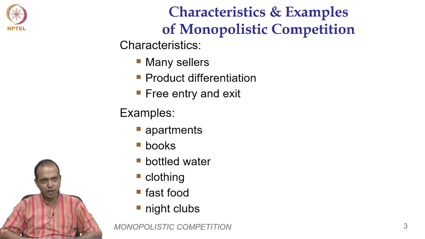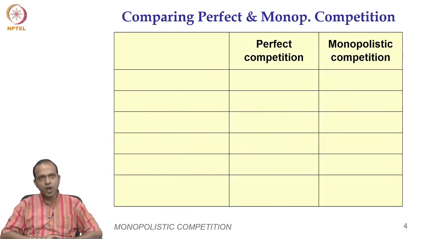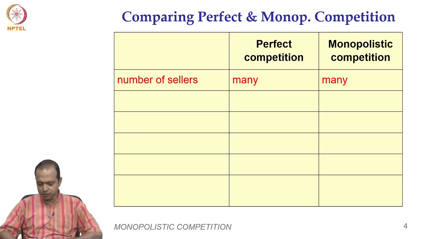Then books, particularly novels, bottled water, clothing, fast food, nightclubs, these are so many examples of a monopolistically competitive market. Then, as I said, this market has a similarity with competition as well as monopoly, let us now see in which way they are similar. In both cases, the number of sellers is many, but in a monopolistically competitive market, this many is not as many as competition.